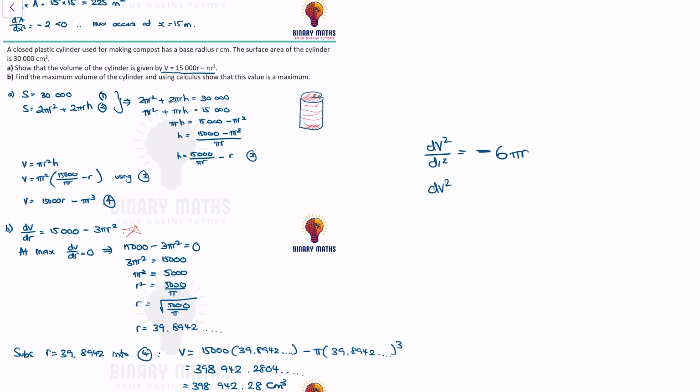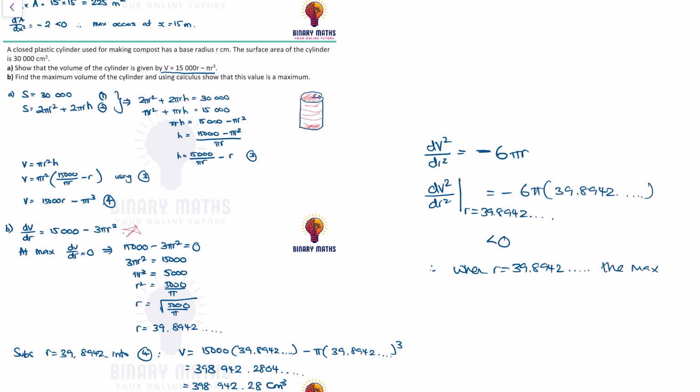So what is the value of this when r is at a maximum? So when r is equal to 39.8942 blah blah blah, it is equal to minus 6π times 39.8942, blah, blah, blah, which is obviously going to be less than 0. Therefore, when r is equal to 39.8942, blah, blah, blah, the maximum value occurs.